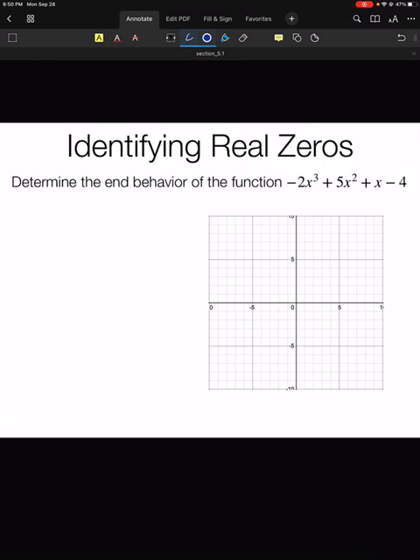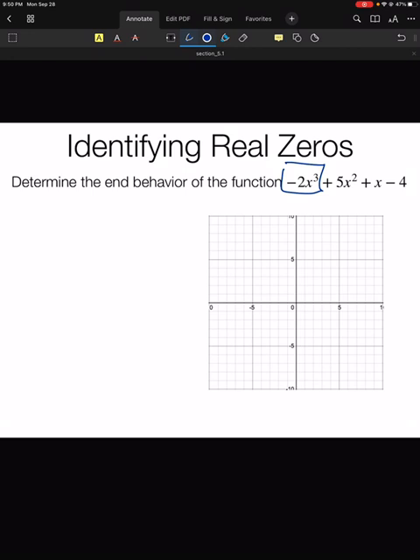So, I want to determine the end behavior of this function: negative 2x cubed plus 5x squared plus x minus 4. You may think that's quite a daunting function to graph, even if I had a graphing calculator, and that would be right. But we don't really need to graph the whole thing. We only need to concern ourselves with this leading term. The leading term is negative 2x cubed.